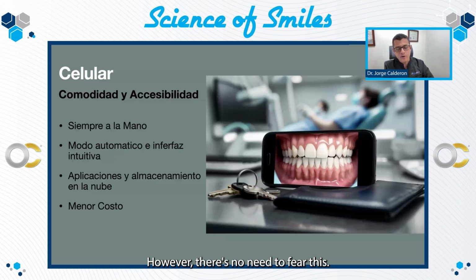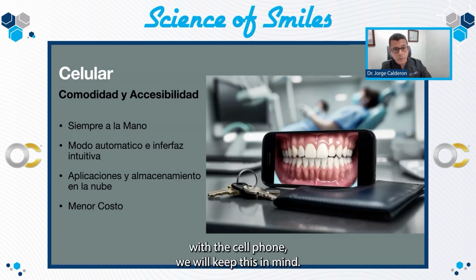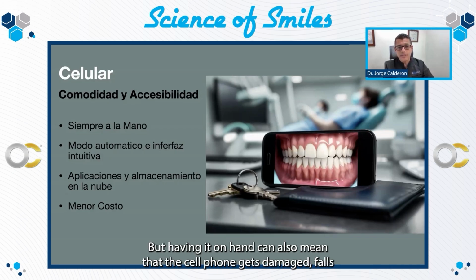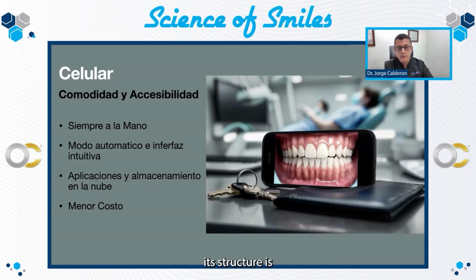However, there's no need to fear this. These are investments that easily pay off. If we are going to take photos with the cell phone, we will keep this in mind. Comfort and accessibility, since we will always have it on hand. But having it on hand can also mean that the cell phone gets damaged, falls, its structure is affected over time, and in the same way, it may prevent us from having a complete record of what we are doing.